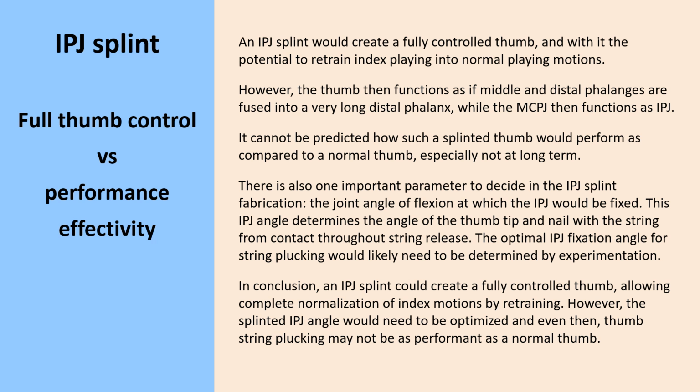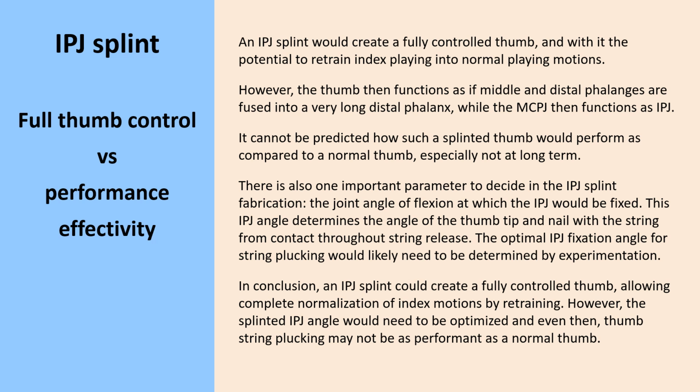IP joint splint. Full thumb control versus performance effectivity. An IP joint splint would create a fully controlled thumb and with it the potential to retrain index playing into normal playing motions. However, the thumb then functions as if middle and distal phalanges are fused into a very long distal phalanx, while the MCP joint then functions as IP joint.